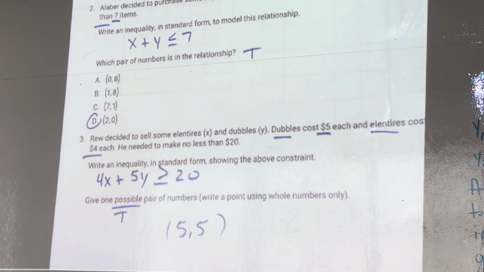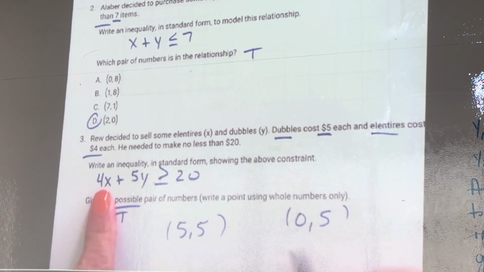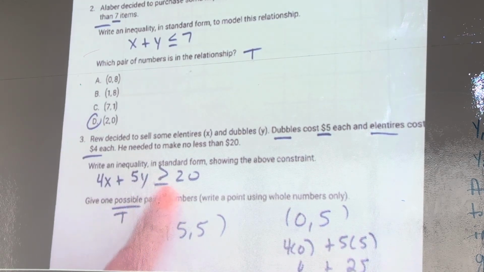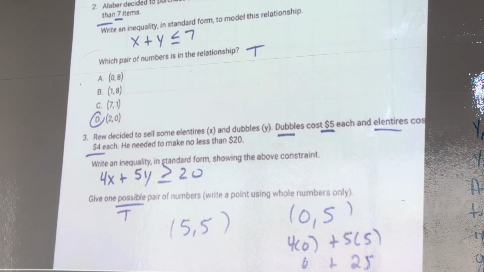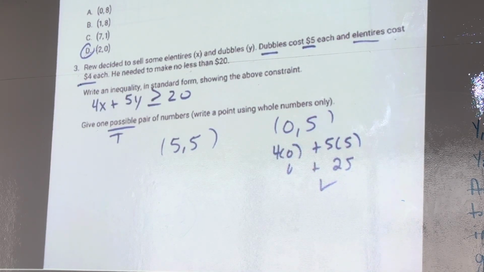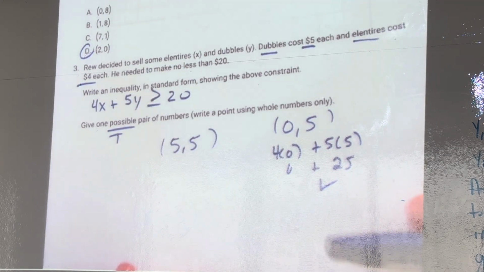How about 0 and 5? Would 0 and 5 work? So let's think about that. So 4 times 0 is 0. What is 5 times 5? 25. Is 25 greater than 20? Yes. So 0 and 5 would work. Would the reverse? No, the reverse would not work, because it'd only be 20. Yes, very good. Okay. Now number 4.